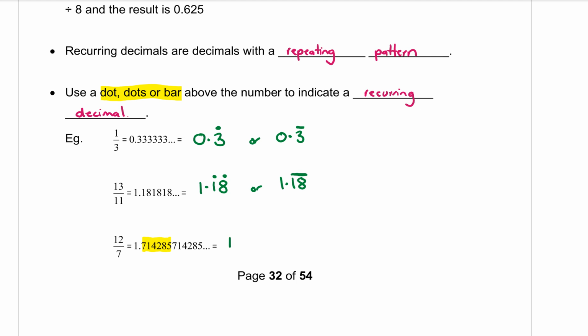So we have the 1 at the front, the 714285, and we can write it with either a bar going across all those decimal places there that are repeating, or we can write it, so I'll write it down again, 1.714285. To do the dot form, we put a dot on the first and the last number that is repeating.